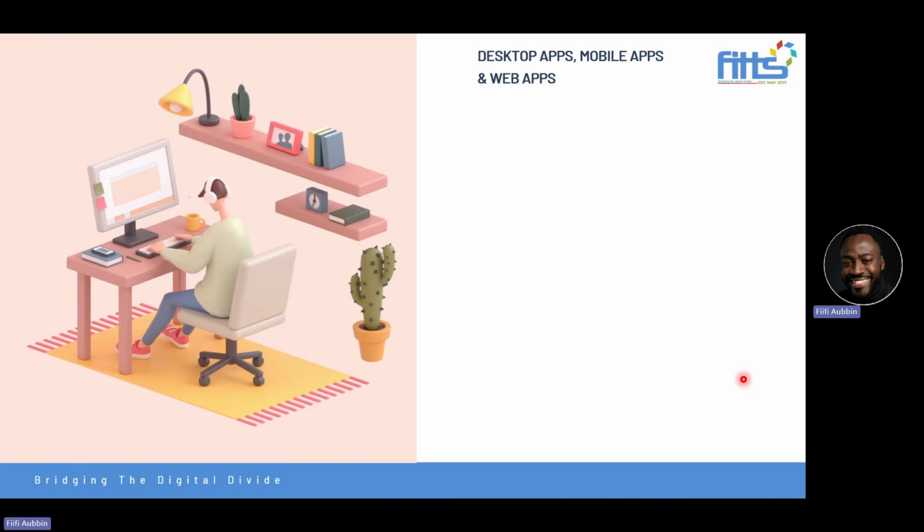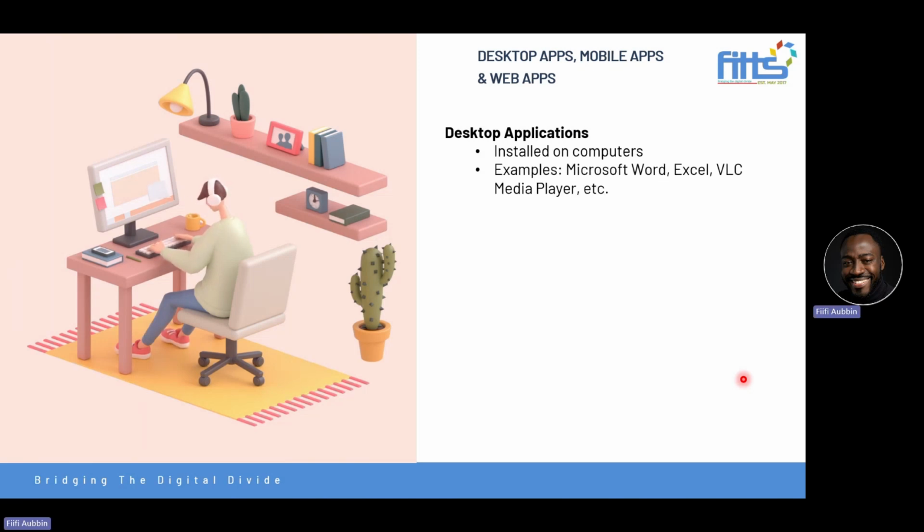Now let's move on to desktop apps, mobile apps, and web apps. So applications usually come in different forms. We have ones you can install on your computer, and that is what we usually refer to as desktop applications. So our Microsoft Office suite is one, VLC Media Player. Any software that can be installed on your system is a desktop application.